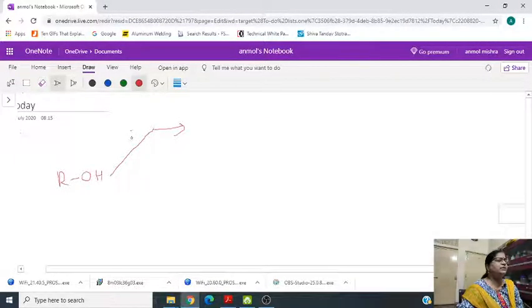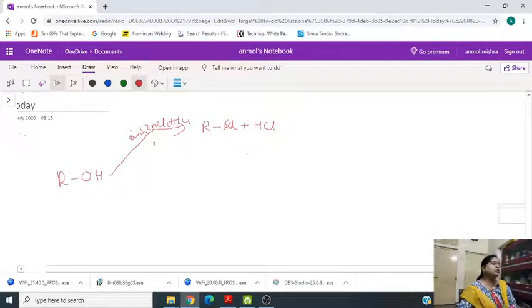Alcohol, when it reacts with anhydrous zinc chloride and HCl, forms RCl plus H2O. This anhydrous zinc chloride plus HCl is known as Lucas reagent.